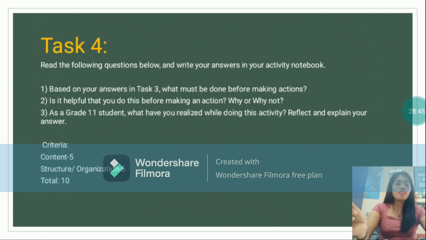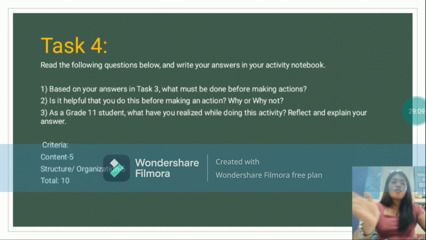Why or why not? Number 3, as a grade 11 student, what have you realized while doing this activity? Reflect and explain your answer. So the same criteria, the content would be 5 points. Structure and organization, 5 points, a total of 10 points.